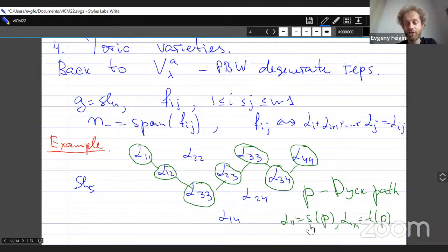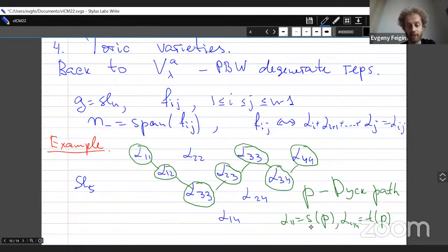These Fij are attached to positive roots. The positive roots are alpha ij, given explicitly by alpha i plus 1 up to alpha j, and then we have the corresponding root vector, Fij. For example, if i equals j, we have just one summand, alpha i, which is a simple root, and the corresponding Fii is the root vector corresponding to the simple root.